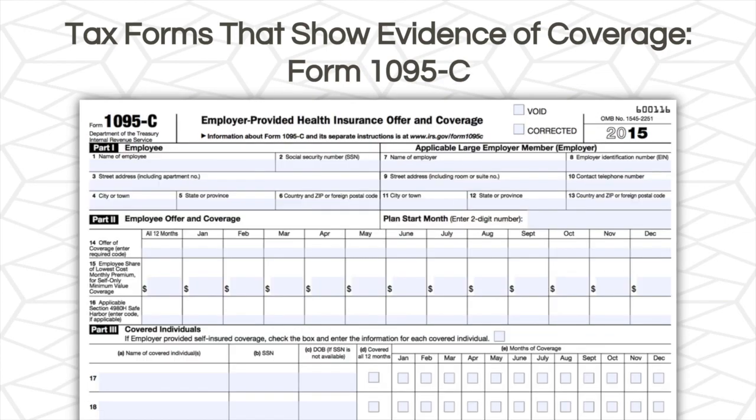A 1095-C, so this is going to be issued by employers. In the employer-provided health insurance offer and coverage form, it'll basically just have the taxpayer's information and then the months that they were covered through their employer. Again, we don't require taxpayers to bring this in and show it to us, but if they do have it, it is a helpful check just to make sure that they were covered for all 12 months.